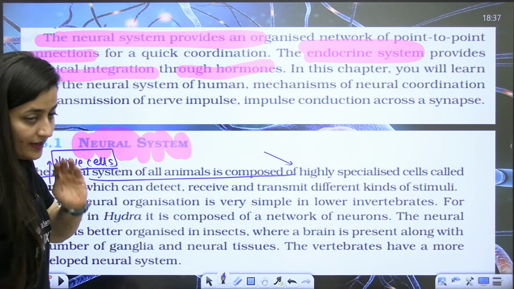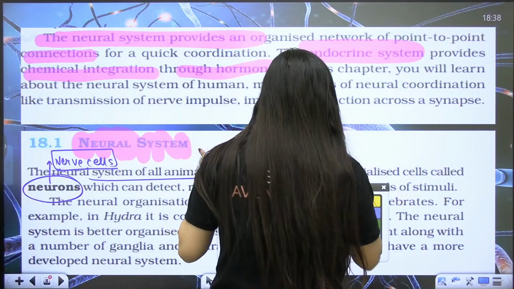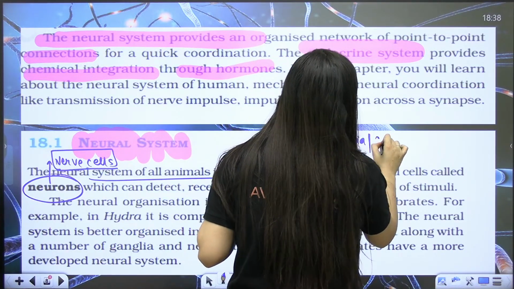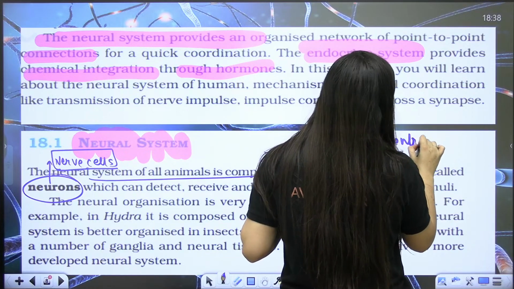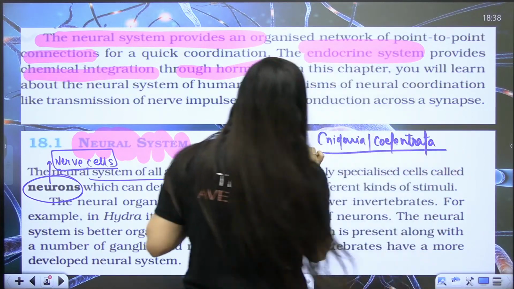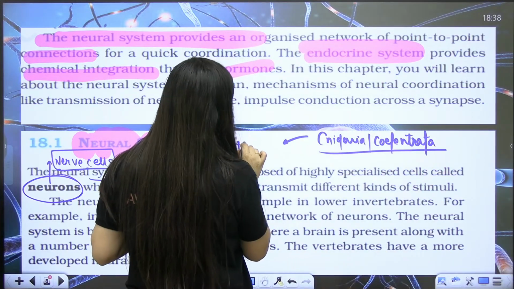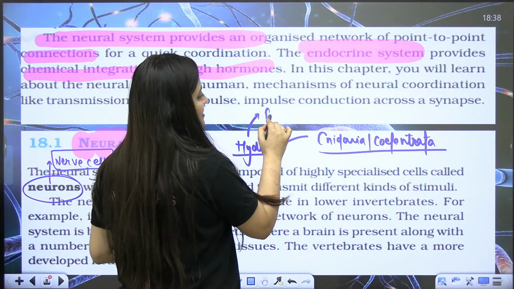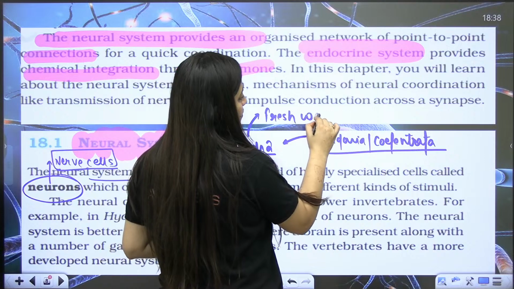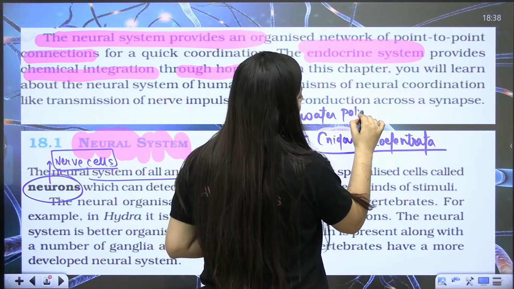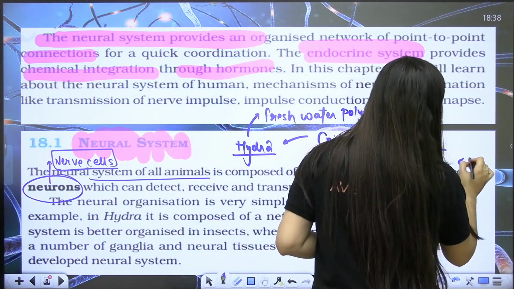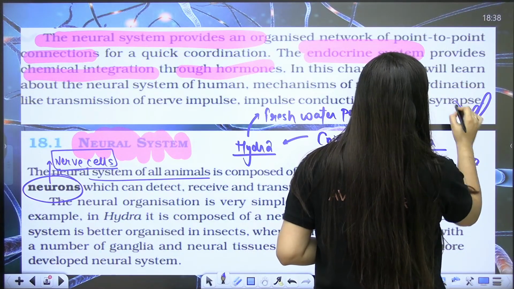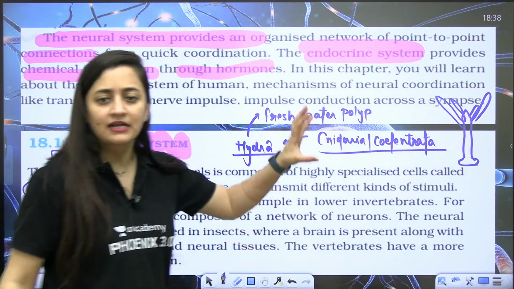So when we talk about the animal kingdom, we talk about the phylum Cnidaria, also known as Coelenterata. Do you remember the example of Hydra? Hydra, a freshwater polyp. The structure is somewhere like this. It's a rough structure that I'm making.